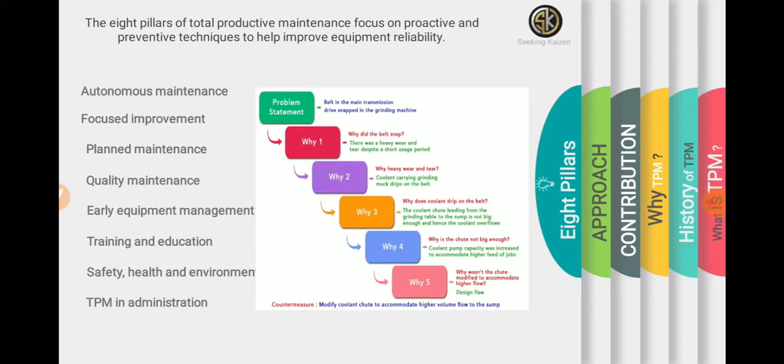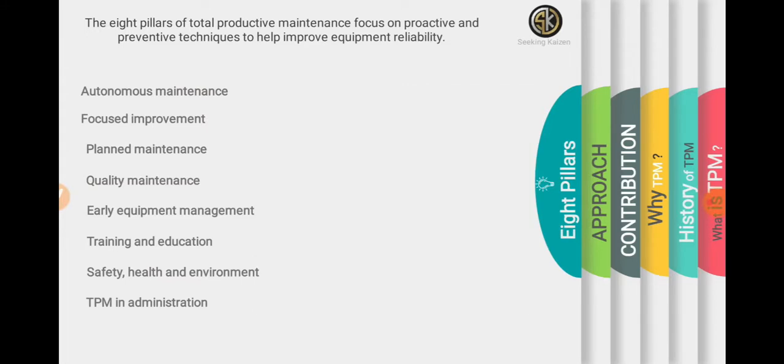Okay, so we need to understand that the coolant chute needs to be modified to accommodate higher volume flow to the sump. So this is why the 5 whys philosophy should be used. Okay, another pillar is early equipment management. The TPM pillar of early equipment management takes the practical knowledge and overall understanding of manufacturing equipment acquired through total productive maintenance and uses it to improve the design of new equipment.